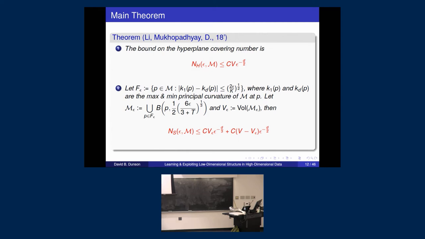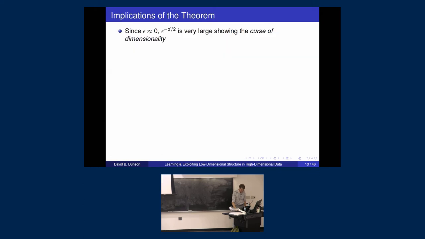But as we get more good part, then we go from minus D over 2 to minus D over 3, which is a big gain, a very big gain. Okay. So that's all kind of just math covering number theory. So it suggests, I'll say that, but since epsilon equals 0, the first thing is that it shows this curse of dimensionality in terms of the dimension of the subspace, not the dimension of the data we've originally collected, but the dimension of the lower dimensional structure in the data. We can't have D be very large, or we're going to need a lot of data.